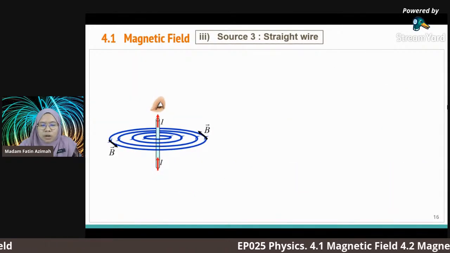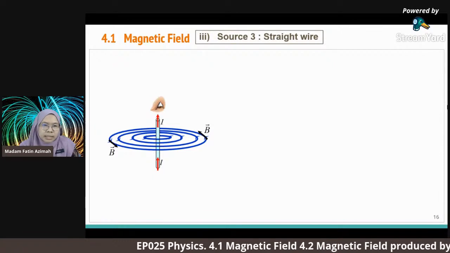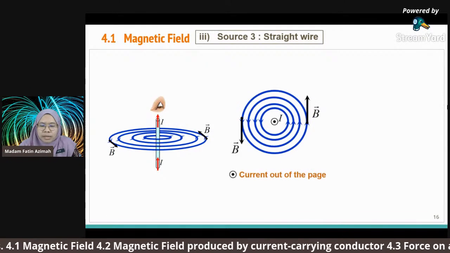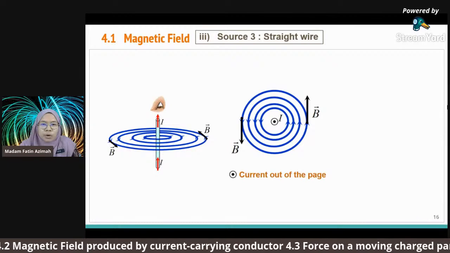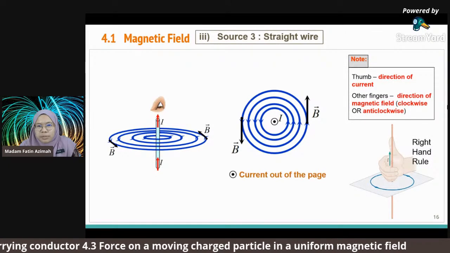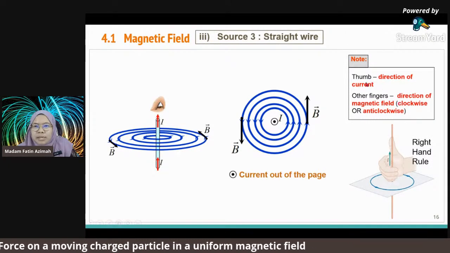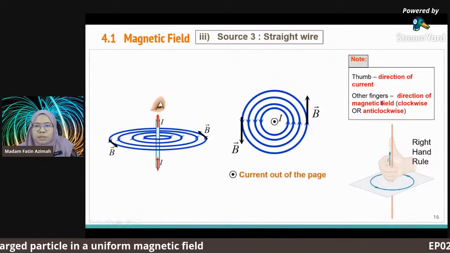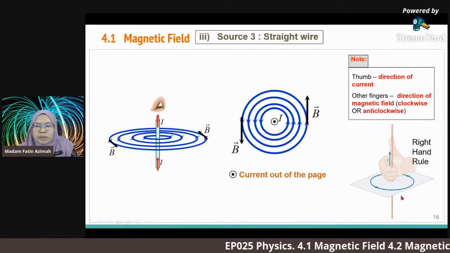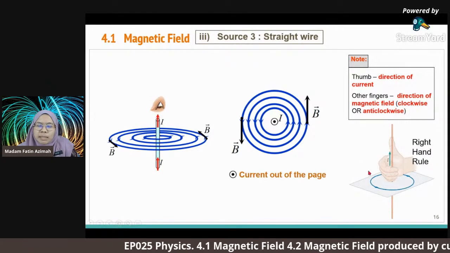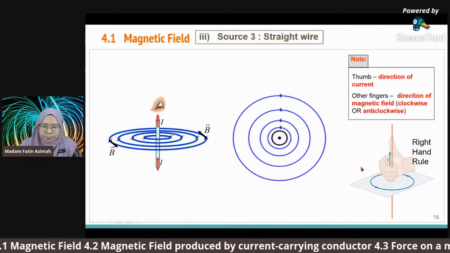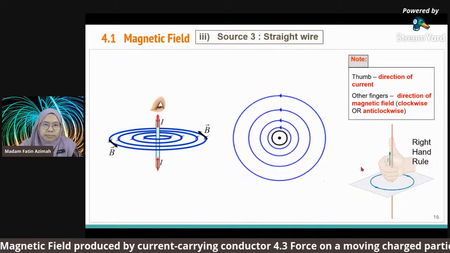For the case of a long straight wire carrying a current, the magnetic field wraps around the wire. The direction of the magnetic field, either clockwise or anti-clockwise, can be determined using the right hand rule, where the thumb is the direction of the current and the other fingers show the direction of the magnetic field. For example, in this diagram, the direction of the magnetic field is anti-clockwise.